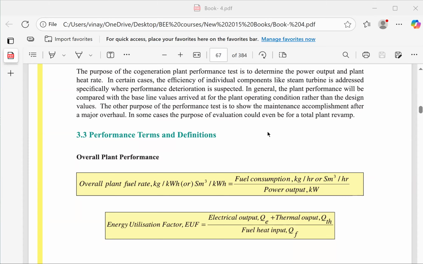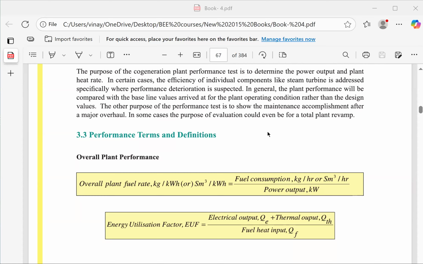Then what is the energy utilization factor? The total input heat and the useful output. The useful output is in the numerator, and in the denominator is the heat input, like any efficiency. So total heat input will be the fuel in kgs per hour multiplied by the gross calorific value of the fuel. That will be the denominator. In the numerator are the electrical output as well as the heat output or steam output.